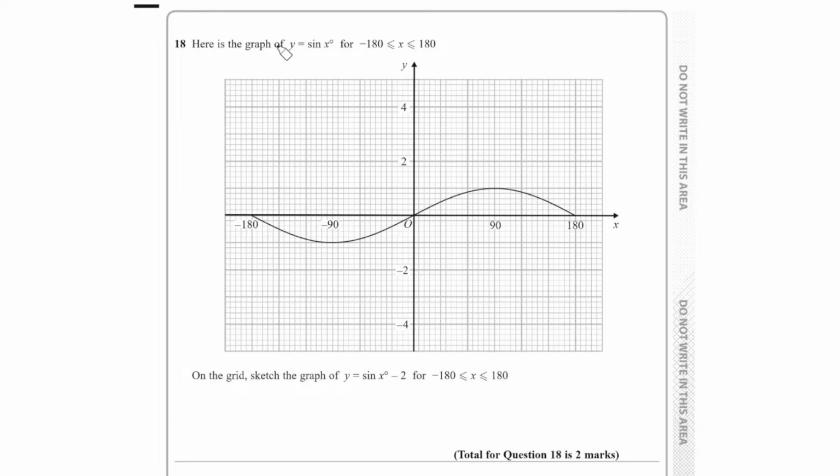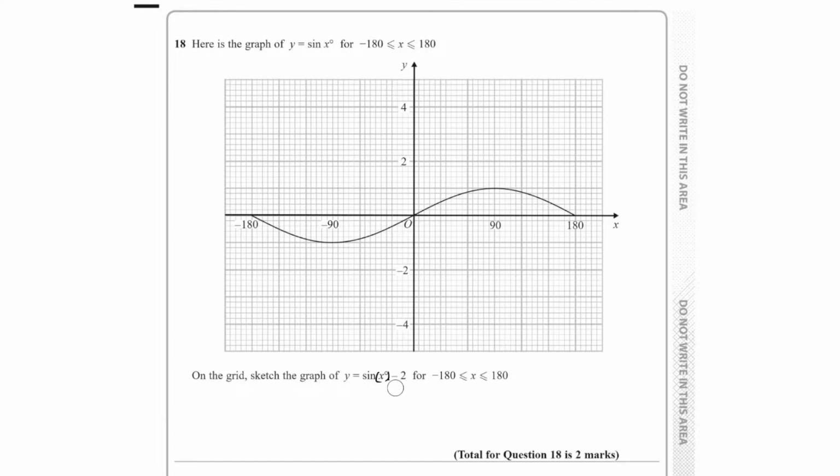Okay, question 18. Here is the graph of y equals sine x, for the range between minus 180 and 180. On the grid, sketch the graph of y equals sine x minus 2 for the same range. So this is graph transformations, but specifically trigonometric graph transformations. The only thing we've got is this minus 2, which is outside. You see how they've, if you imagine putting brackets, they put brackets there, haven't they?